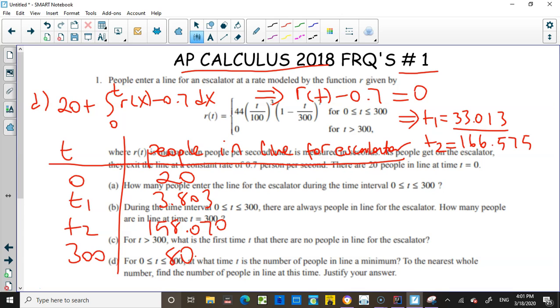The absolute minimum value is the smallest number of people in line for the escalator. All right guys, thanks so much for watching this video. In this video, we've specifically focused on question 1 from the AP Calculus free response portion 2018. In this problem, we've come across some concepts: accumulation, rate in and rate out problems, and also absolute minimum.